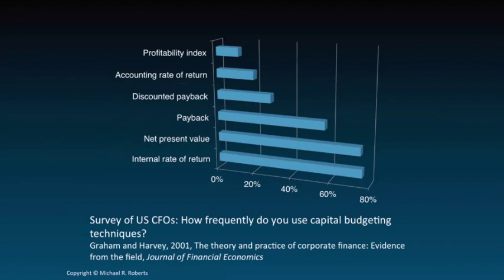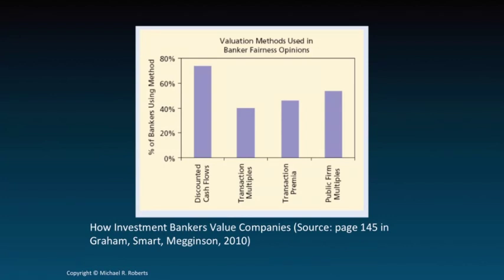Now that's in the non-financial corporate sector. If we look at what investment bankers do when they are valuing companies in fairness opinions, you can see that the large majority of investment bankers are also relying on discounted cash flow analysis, something akin to NPV. But they're also using a host of comparables methods or relying on multiples. And while this is going to take us a little bit outside of the scope of our course, I might mention, if we have some time, how we use multiples in valuation exercises. If not, I might post some additional material.